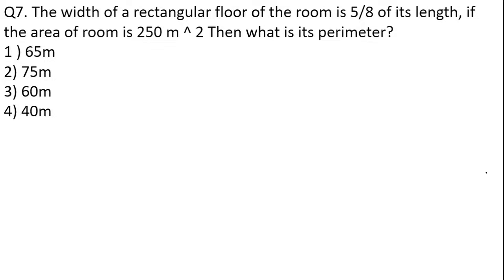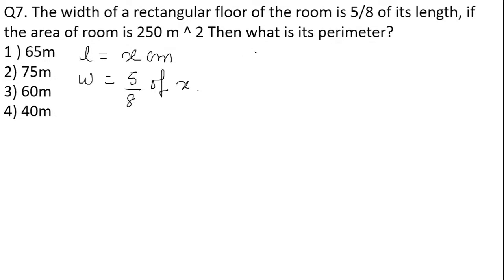So, try to understand the question first. The width of a rectangular floor of the room is 5 by 8 of the length. So, let us consider the length is equal to x centimeter. So, the width is what? 5 by 8 of x. We have taken the length as x centimeter, so width is 5 by 8 of x.